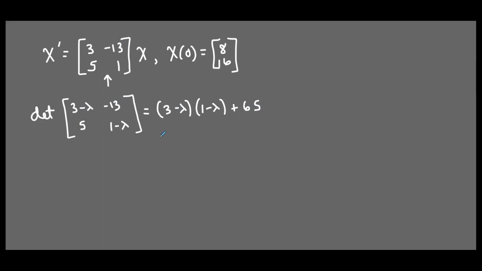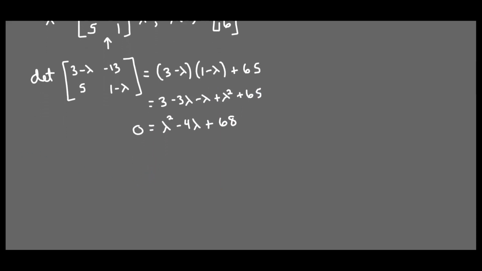And then we just need to simplify this, going to multiply this out. So I get 3 minus 3 lambda minus lambda plus lambda squared plus 65. And combine like terms, we get lambda squared minus 4 lambda, and then plus 68. So we're going to set this to 0 and solve for lambda.